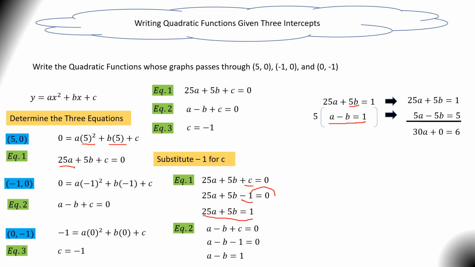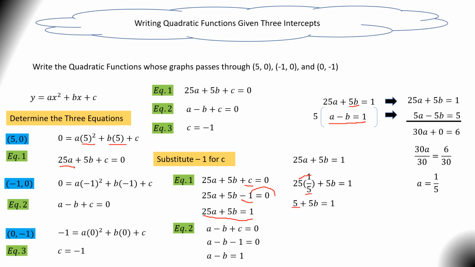Add po natin. 25a plus 5a is equal to 30a. 5b plus negative 5b is 0. Then, 1 plus 5 is 6. Then, divide both sides by the numerical coefficient of a, which is 30. So, a is equal to 1 over 5. Then, next, 25a plus 5b is equal to 1. Para ma-solve natin si b, substitute natin yung 1 over 5 for a. Ayan po siya. 25 times 1 over 5 plus 5b is equal to 1. Then, 25 times 1 is 25 divided by 5 is 5.